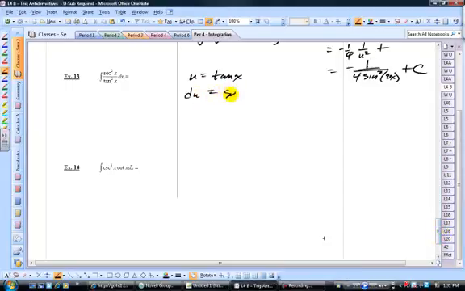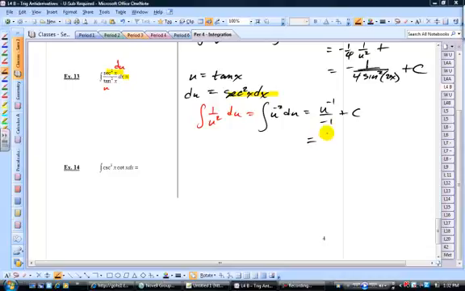du is equal to secant squared x dx. Right here, notice it's in the numerator. So that whole thing is du, and this is going to be u squared. So when I rewrite the integral, I get 1 over u squared du. It's real simple. And that's going to be equal to the integral of u to the negative 2 du, which is u to the negative 1 divided by negative 1 plus c. And that's equal to negative 1 over u plus c. When you substitute back in tangent, you get negative 1 over tangent x, plus some kind of constant.